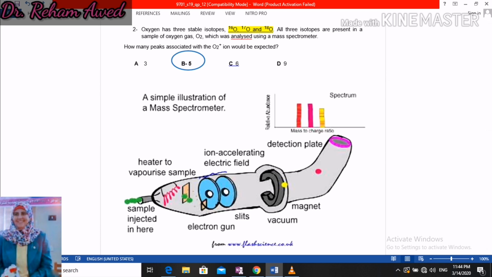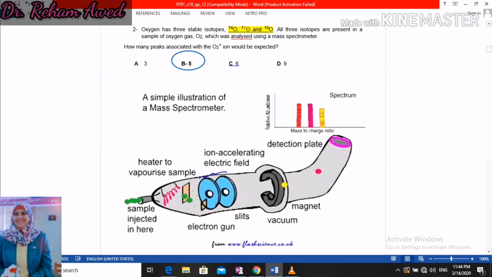Isotopes means we have different particles of the same element with the same atomic number but different atomic mass. So already we have 3 oxygen atoms with equal atomic number, but they are different in their mass, they are different in their weight, so they are moving with different speed.